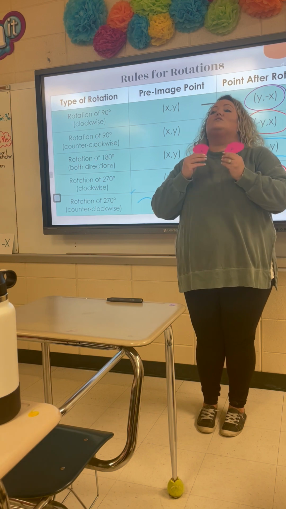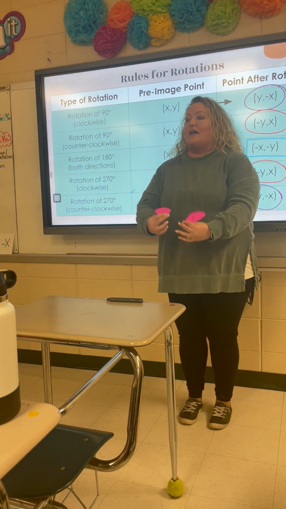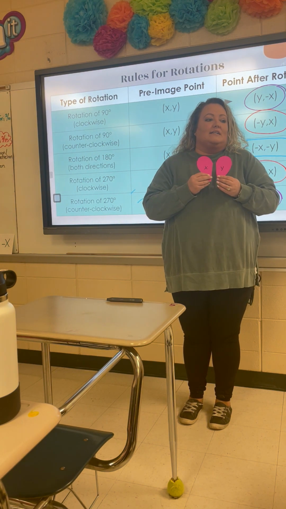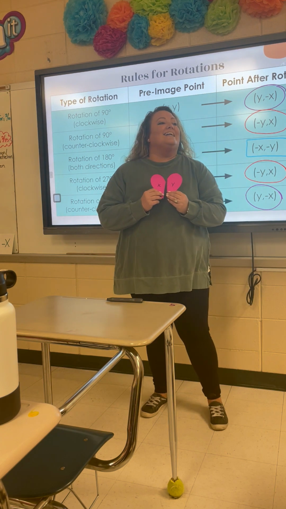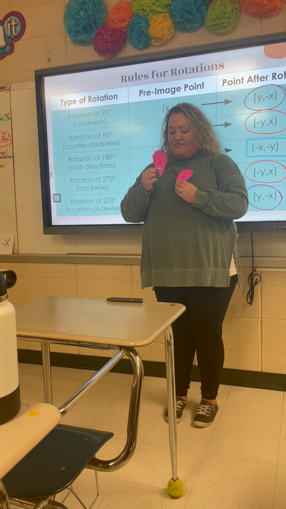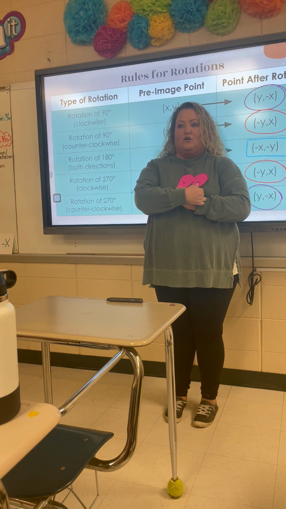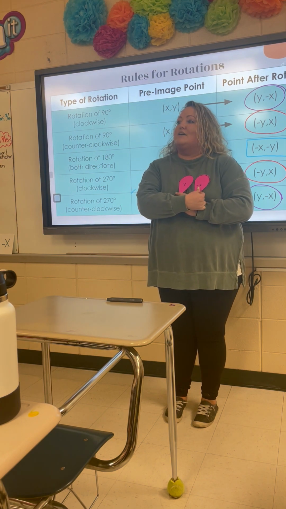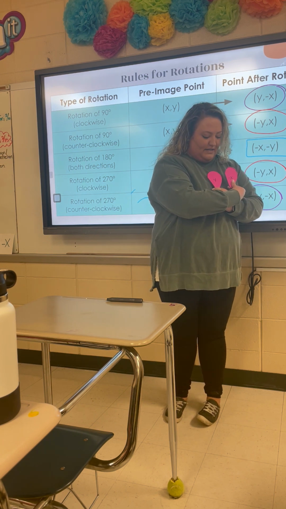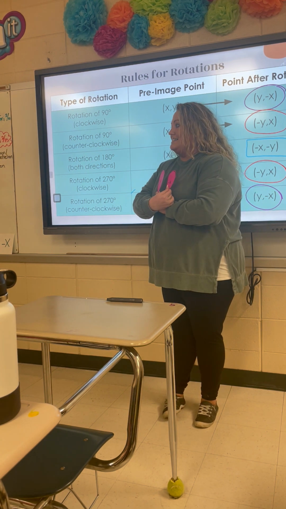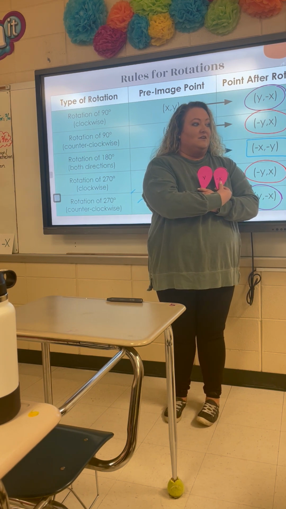All right, so if we wanna do a 90-degree rotation, get with me. I want this flat on your desk. I'm holding it up so I can demonstrate, but you do this flat on your desk, it's way easier. For a 90-degree rotation, you're gonna pick up the X and you're gonna flip it over to represent one turn, 90 degrees. And now the ordered pair is Y, opposite X. And that's the rule for 90 degrees clockwise.